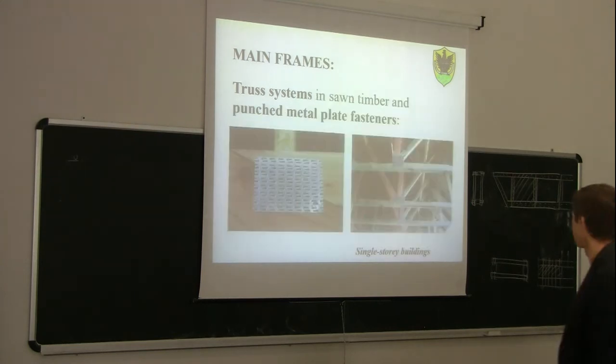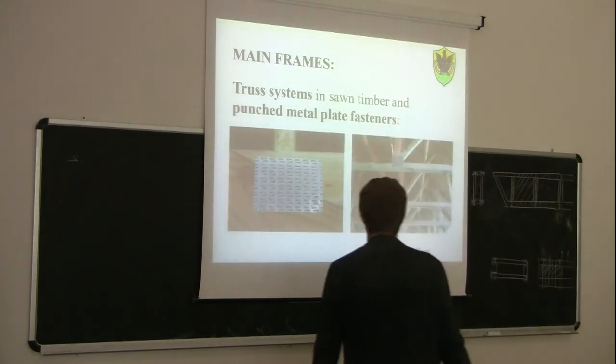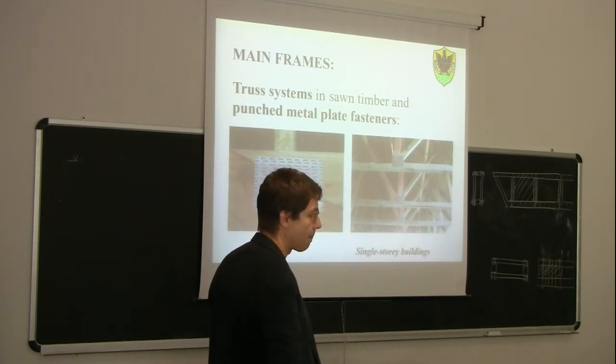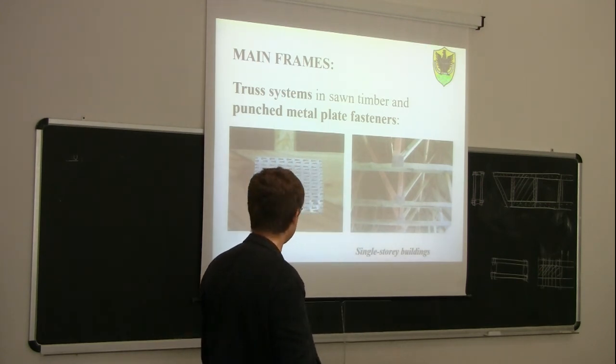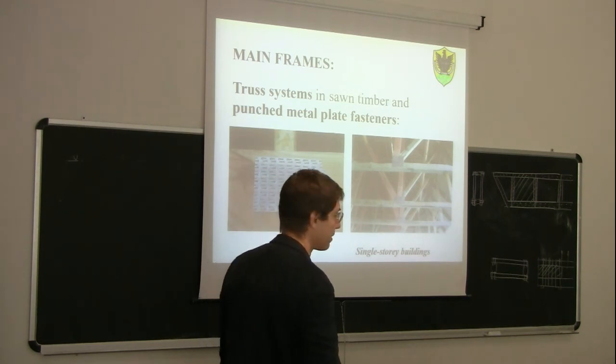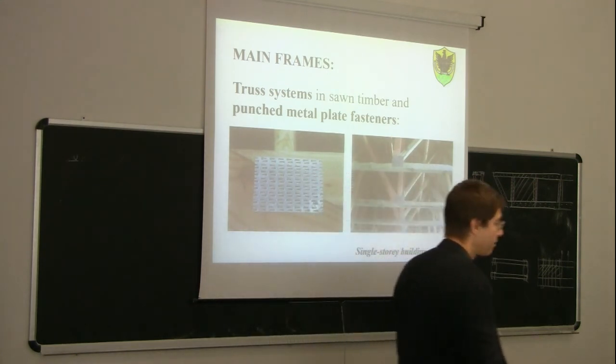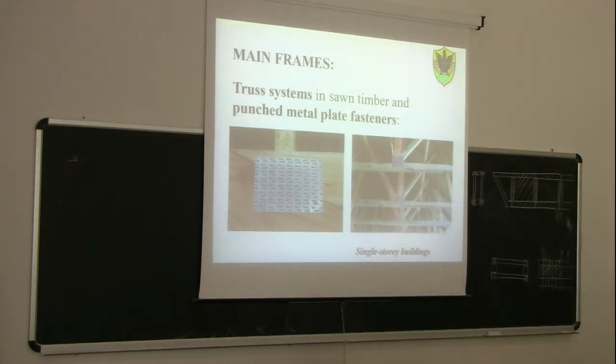This kind of connection is very much used in the Anglo-Saxon countries. Those are called punched metal plate fasteners. Those are plates made of steel, which are punched in order to get some teeth out of them.